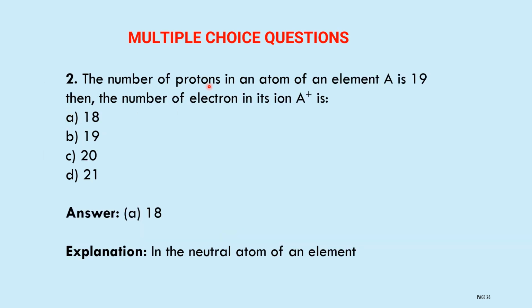The number of protons in an atom of an element A is 19. Then what is the number of electrons in its ion A plus? When will the atom possess a positive charge?